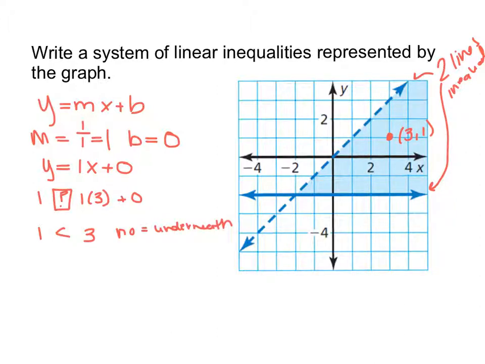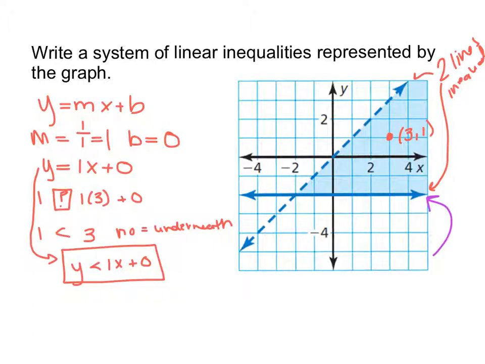So from here, we're going to take our equation and replace it with the inequality. So we have y is less than 1x plus 0. And you can write the plus 0 or not write the plus 0. It's up to you. Then from here, I'm going to switch gears and write an inequality for this other line that I see right here.